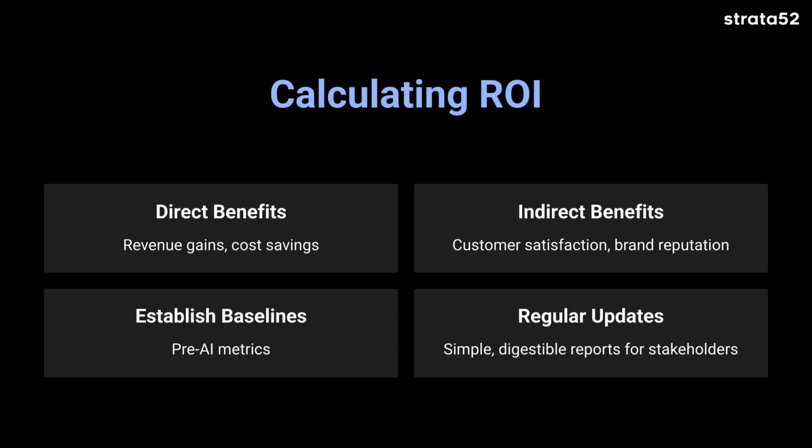And then lastly is to present regular updates. You need to share simple, easy to digest reports that highlight the AI's impact. This keeps stakeholders informed and it builds confidence in the initiative. By showing, for example, a 20% lift in productivity or a $50,000 reduction in annual operating costs, you'll make a compelling case for an ongoing investment in AI.